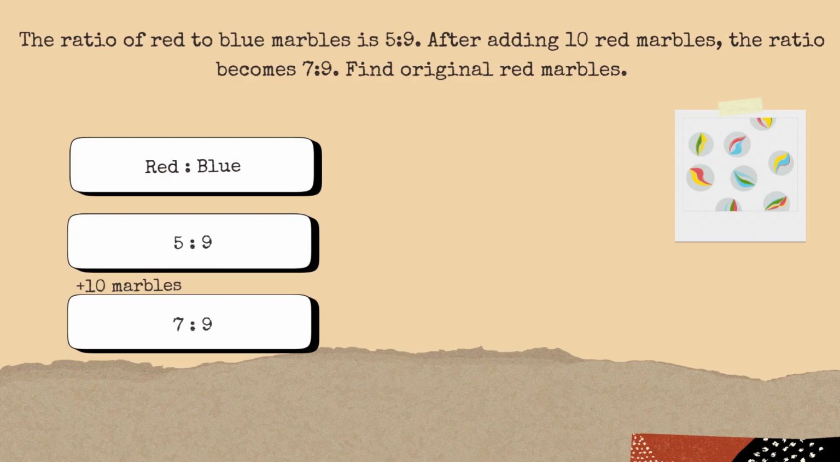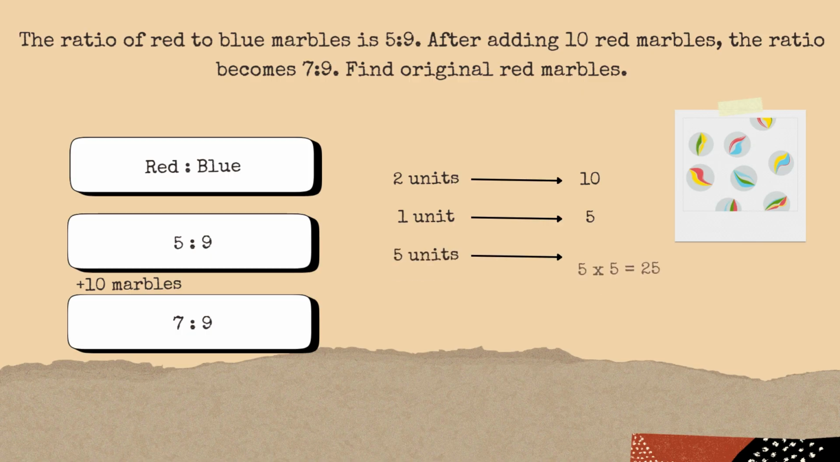From here, we can subtract the difference between the part that did change, which is the red marbles. 7 minus 5 is 2. Hence we will write 2 units is equal to 10 marbles, and we will find 1 unit, which is 10 divided by 2, and that gives us 5. Finally we will find the original units of the marbles, and that's 5 times 5, which leaves us with 25 red marbles.